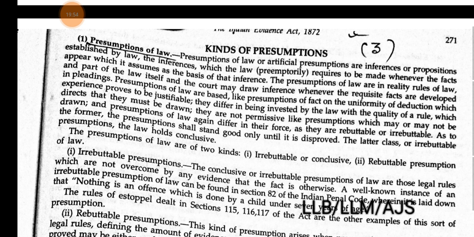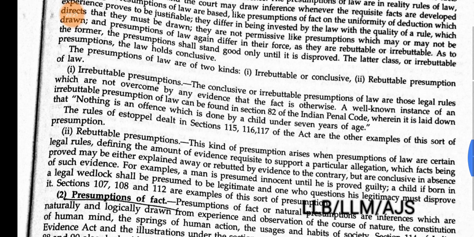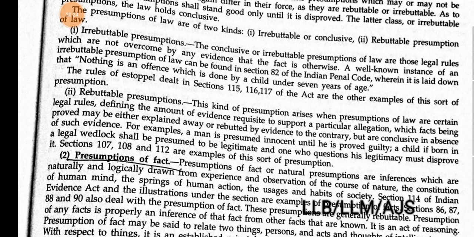Conclusive means final. So presumption of law, or artificial presumption, is a kind of law. Artificial presumptions are inferences or propositions established by law, which the law peremptorily requires to be made whenever the facts appear which are assumed as the basis of that inference. And these are in reality rules of law. Then the presumptions of law are of two kinds: irrebuttable or conclusive, and rebuttable presumptions of law.